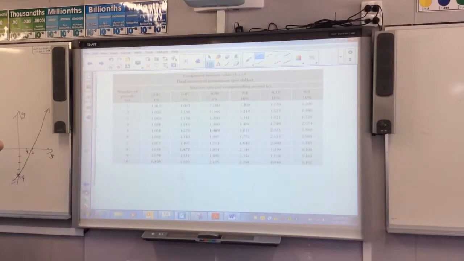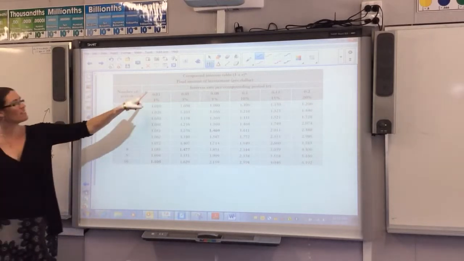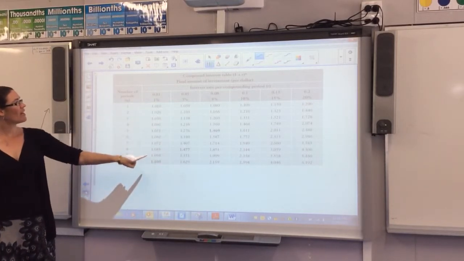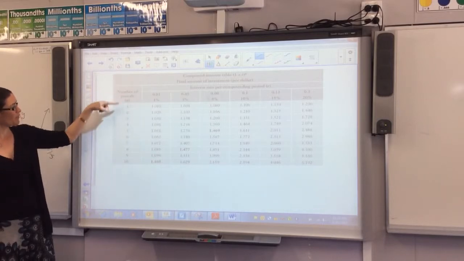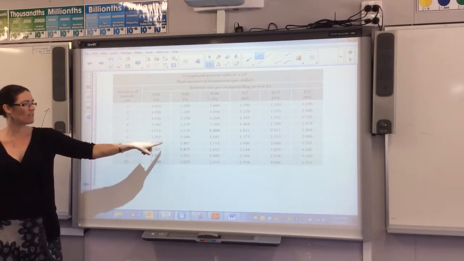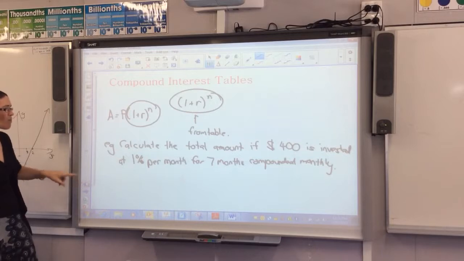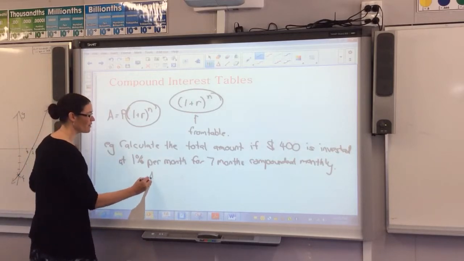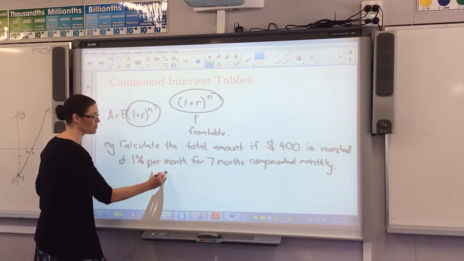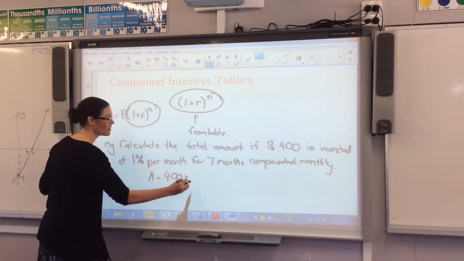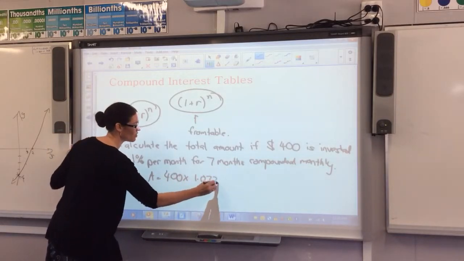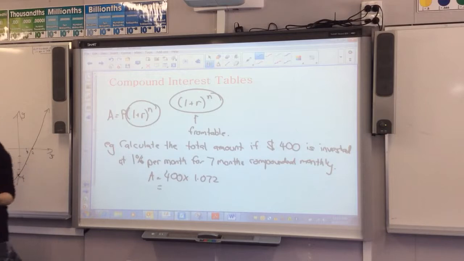Looking at the table, I find 1%. 1% is this column here. It's per month, and I want to find 7 months, and I can see it's 1.072. So all I need to do to find the total value is take the principal, which is $400, times by 1.072. Someone grab a calculator, type it in for me. What do you get?